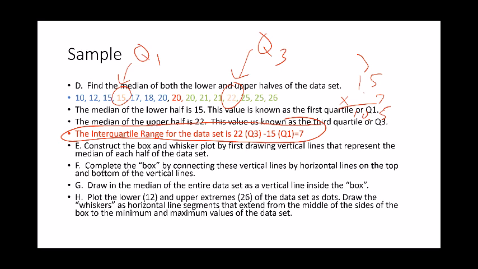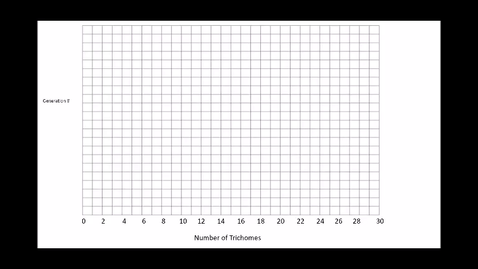So next we're going to construct our box and whisker plot. Let's go to a graph and do that. First of all, we're going to draw vertical lines that represent Q1 and Q3. Q1 is 15. So there's Q1. Q3 was 22. We're going to now connect those up and make a box. We're going to draw in the median. Our median was at 20. So there's our median, like so.